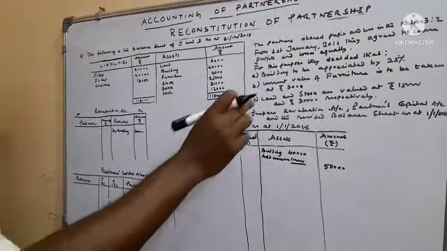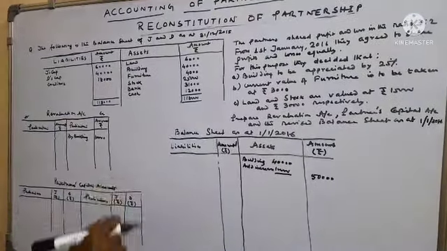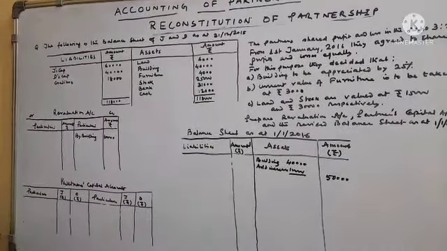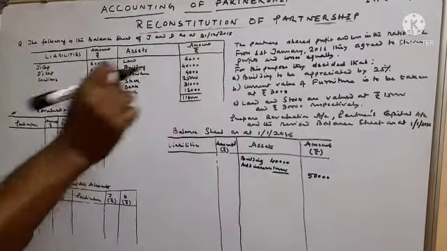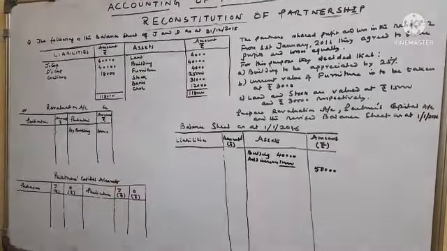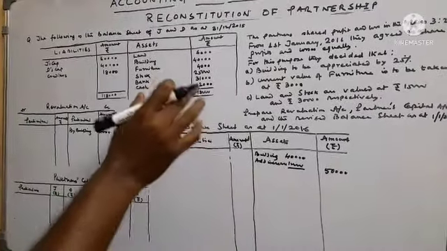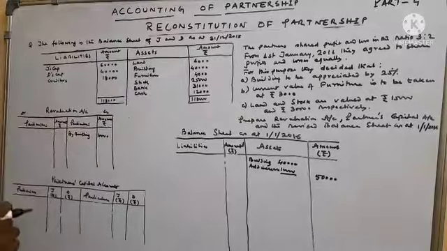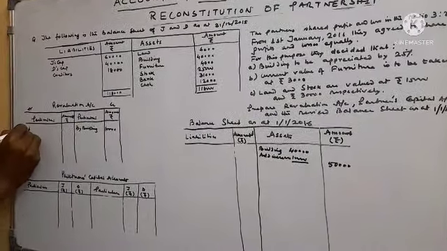Second point, current value of furniture to be taken at 3,000. Furniture given in the books how much? 4,000. Now value becoming 3,000. So value has been decreased by how much? Decreased by 1,000. We previously discussed asset value if reduces or decrease, which side we should record? We should record debit side, to furniture.